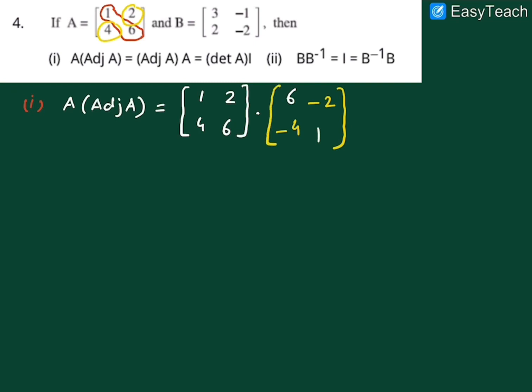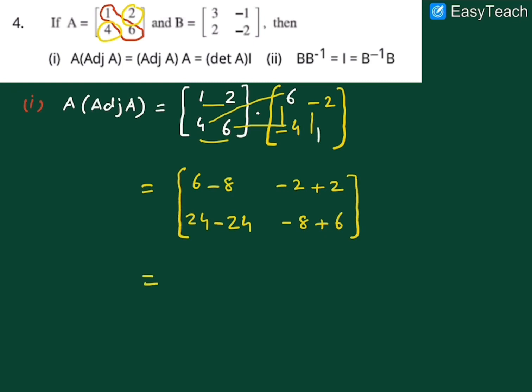Now we need to multiply. You know how to multiply two matrices. This row you will multiply with this column. So 1 with 6, you will get 6. 2 times minus 4 is minus 8. Similarly, 1 with minus 2, you will get minus 2. I am multiplying first row with second column. So 2 with 1, you will get plus 2. Again, second row with first column, 4 with 6 and 6 with minus 4. 6 times 4 is 24 minus 24. Similarly, first row with the second column, so 4 will multiply with minus 2, we will get minus 8, and 6 will multiply with 1, so we'll get 6.